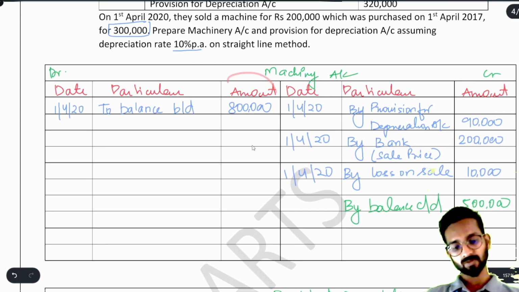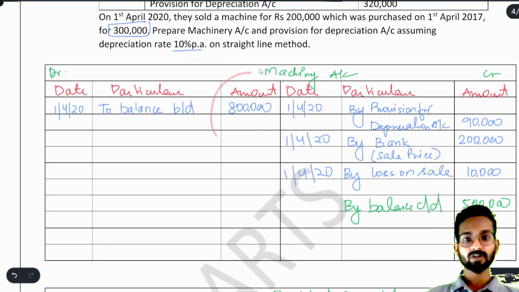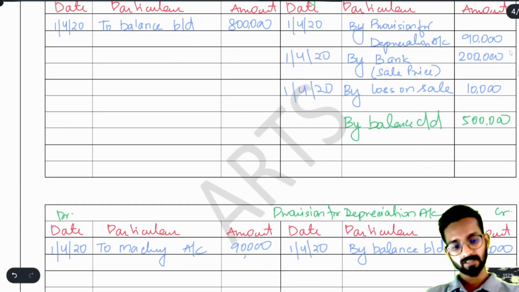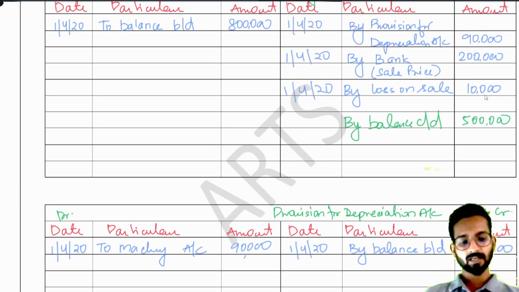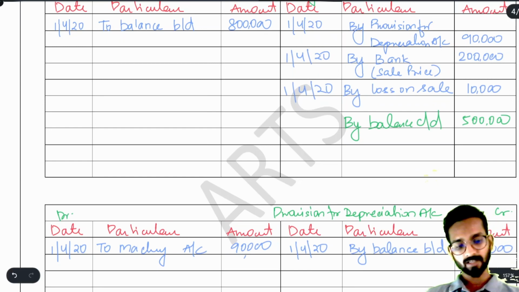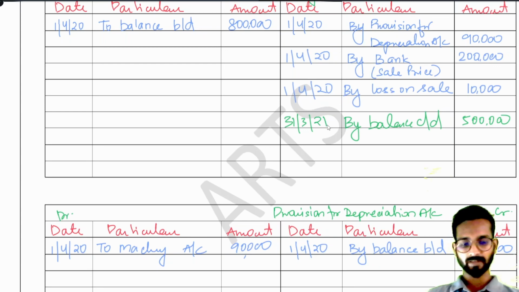You will say, sir, 8 lakh was the cost of purchase. Okay. I sold the machine worth how much? I sold the machine costing 3 lakh, and the balance what I have right now is 5 lakh rupees. As soon as I said this, a student tells me, sir, where will the depreciation go? I said, which depreciation? Sir, when you are writing closing balance, you are writing the closing balance for 31st March 21. I said, very good.